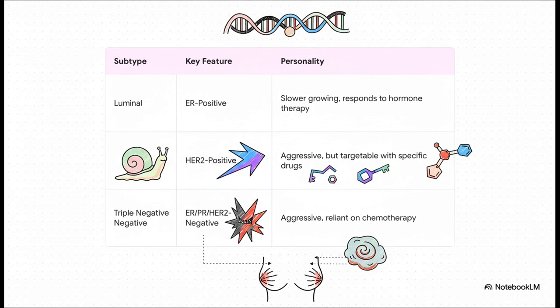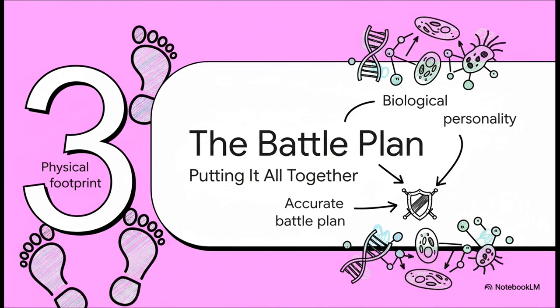All right, so now we've looked at the physical map of the cancer, and we've done a psychological profile of its personality. Let's move on to Section 3 and see how we put all of this information together to create a modern, truly effective battle plan.